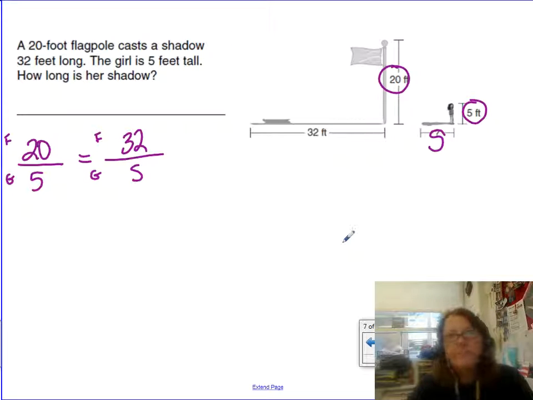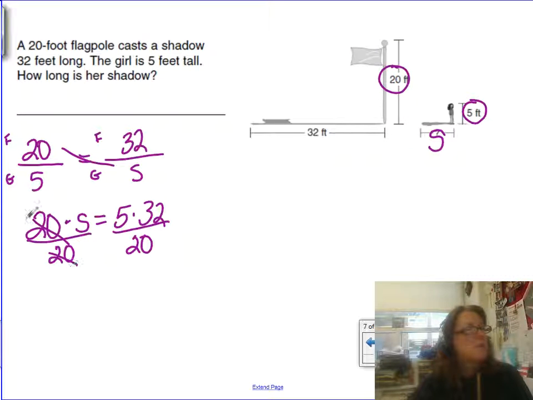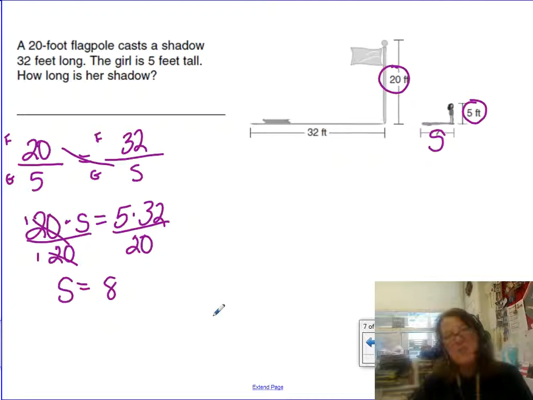Boom, there we go. All right, if you're more comfortable saying 20 is to 32 as 5 is to S, you write yours that way. They both are going to work because your cross products are the same. 20 times S equals 5 times 32. That's 160, by the way. But then we're going to divide by 20 because 20 divided by 20 is 1. So S, which represents the shadow of the girl here, should end up giving you an answer like 8.